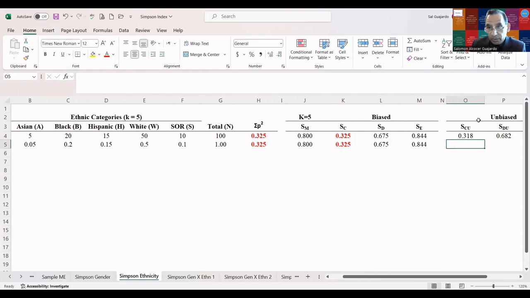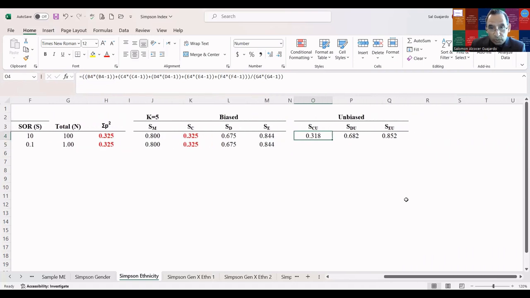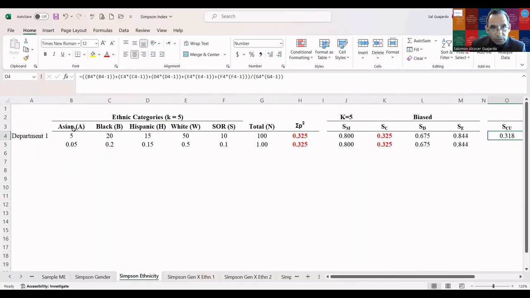And that's going to give me the unbiased concentration or similarity score of 0.318. So again, if I'm going to interpret this, it's going to be a 32% chance that if I randomly select two individuals, they will belong to the same ethnic group.